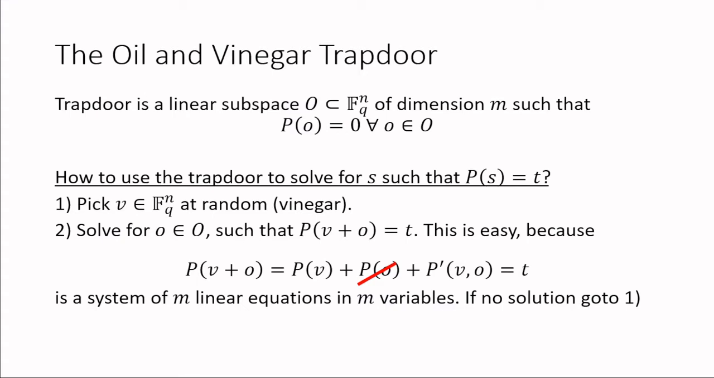And if it turns out that this system does not have any solutions, which is unlikely, but it happens with probability roughly 1 over Q, then you can just pick a different vinegar vector and try again. So you just do this until you find a solution, and then once you have a solution, you just output V plus O. Okay, so that's how the oil and vinegar trapdoor works. It's very simple. I can explain it on one slide.